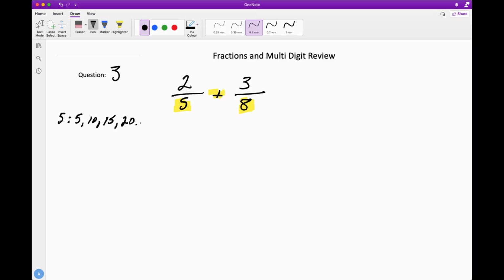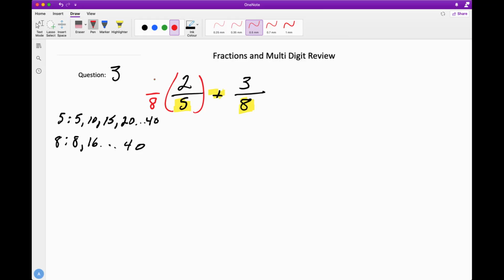So I'm just going to go to the number that I know that it is. So 8 and 5, our least common multiple is going to be 40. So in this case, we say, all right, we know it's going to end up being 40. So what do I need to multiply 5 by to get to 40? And that is going to be 8.